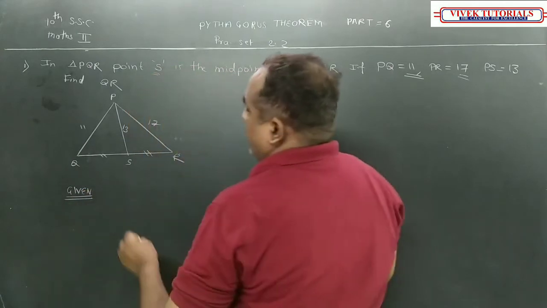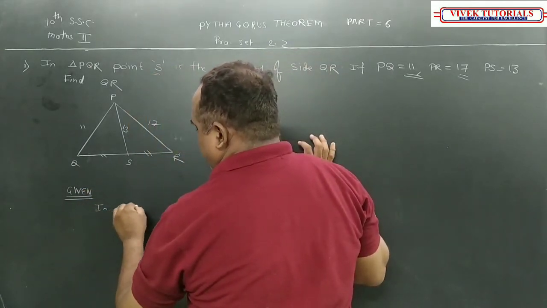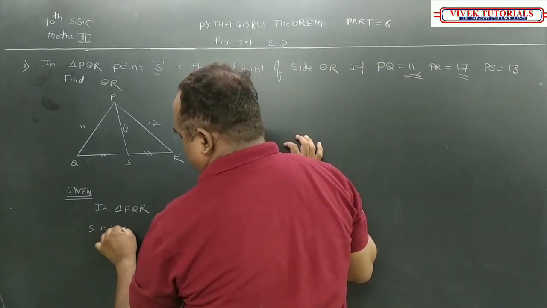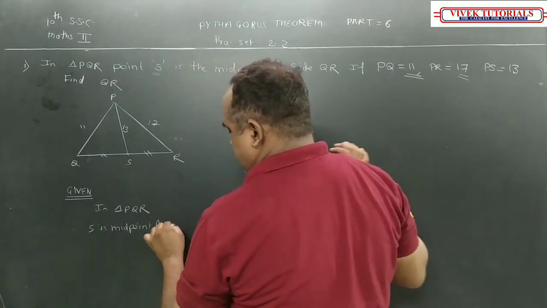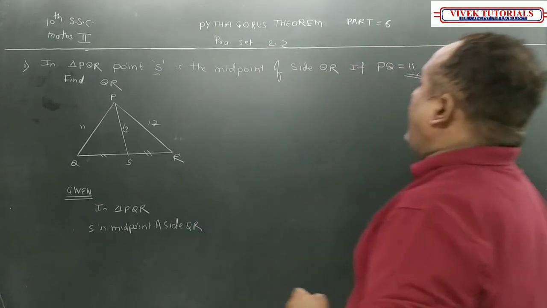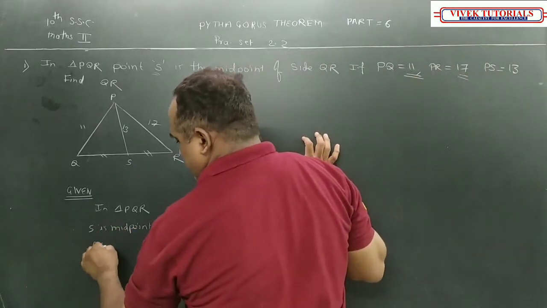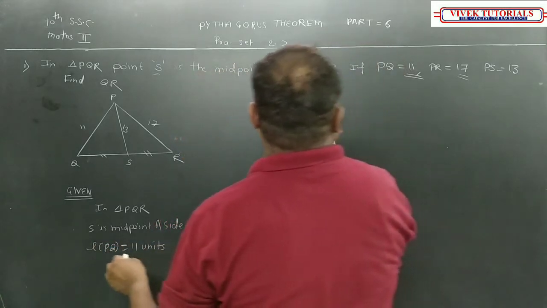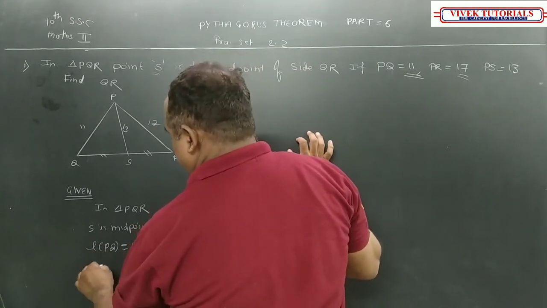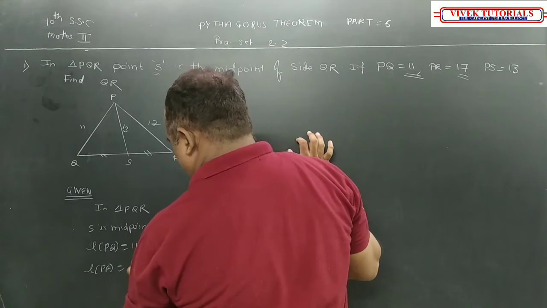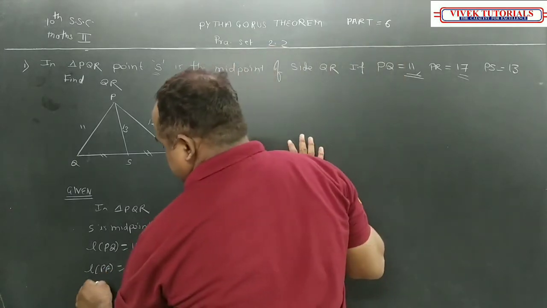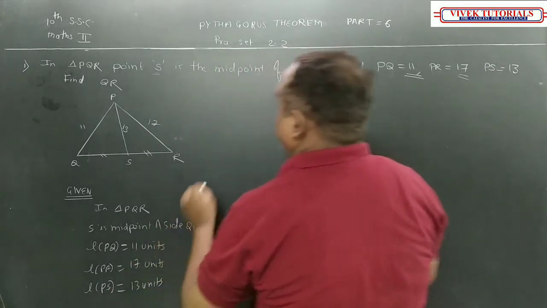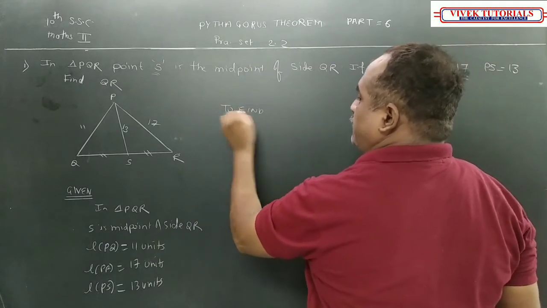Given: in triangle PQR, S is the midpoint of side QR. Length PQ is equal to 11 units, length PR is equal to 17 units and length PS is equal to 13 units. And what are they asking us to find? They are asked to find length QR.